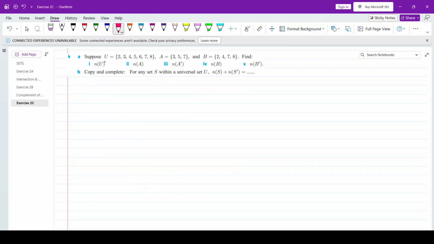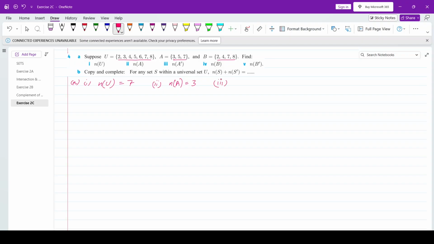Suppose universal set U is this here, A is this one, and B is this one. Find the number of elements in U. 1, 2, 3, 4, 5, 6, 7. That will be 7. Part 2 is number of elements in A. That will be 3.